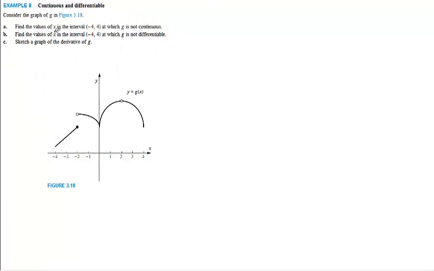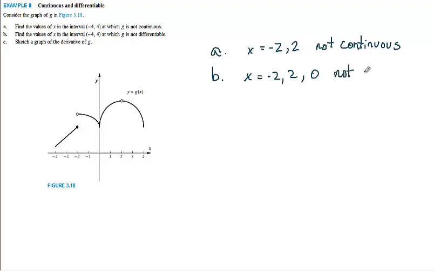In example 8, we're supposed to find the values of x over this entire realm where g is not continuous. So for the answer to A, I can say that at x equals -2 it's not continuous, and at x equals 2 it is not continuous, because I would have to pick up my pencil. There's a hole there at 2, so not continuous. The B part: it is not differentiable, of course, at -2 and 2 because it's not continuous, but it is also not differentiable at 0 because of that corner point.